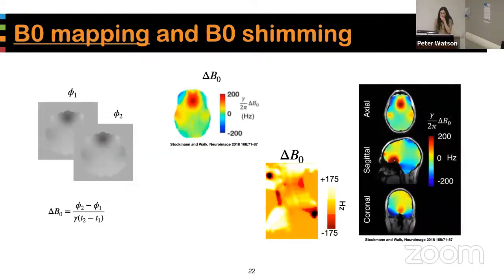Here are some examples of what magnetic field maps look like. We have one here in the brain. The red is the strength of the field offset. You see red in the front of the brain.